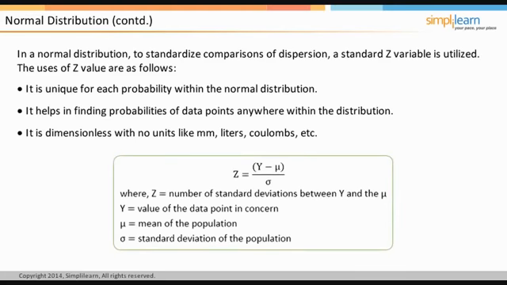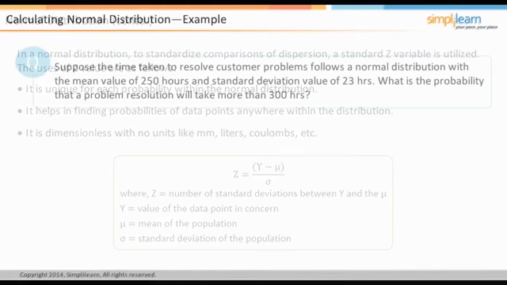There are different formulas to arrive at the normal distribution. We will focus on one commonly used formula for calculating normal distribution, which is z equals y minus mu whole divided by sigma. Here, z is the number of standard deviations between y and the mean, denoted by mu. Y is the value of the data point in concern. Mu is mean of the population or data points, and sigma is the standard deviation of the population or data points. Let us look at an example for calculating normal distribution in the following screen.